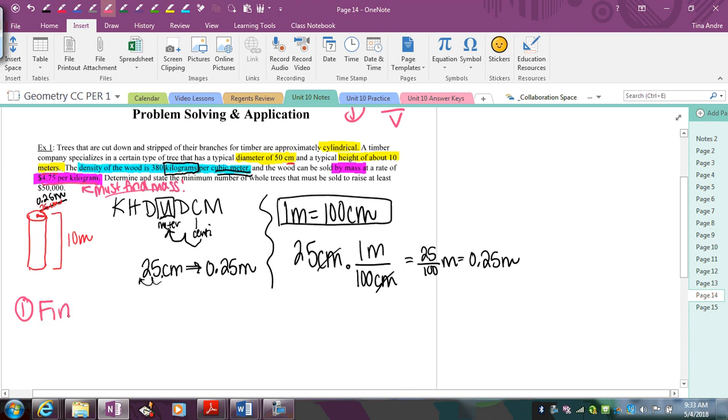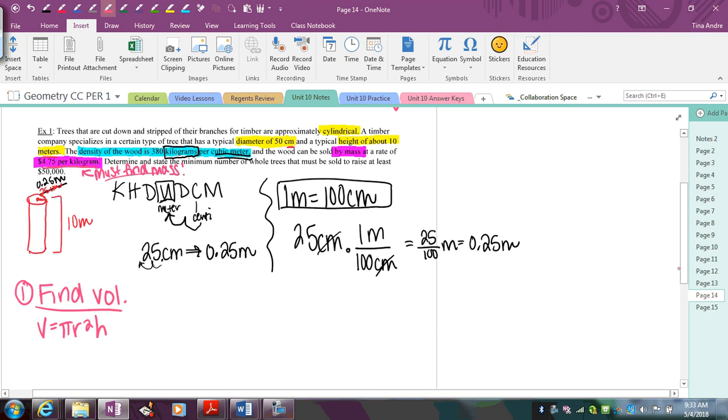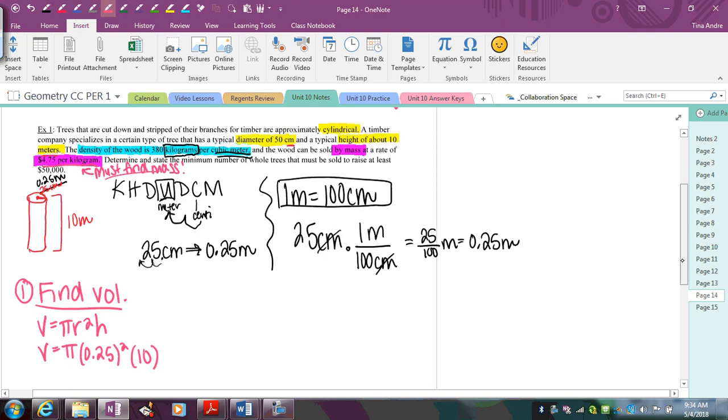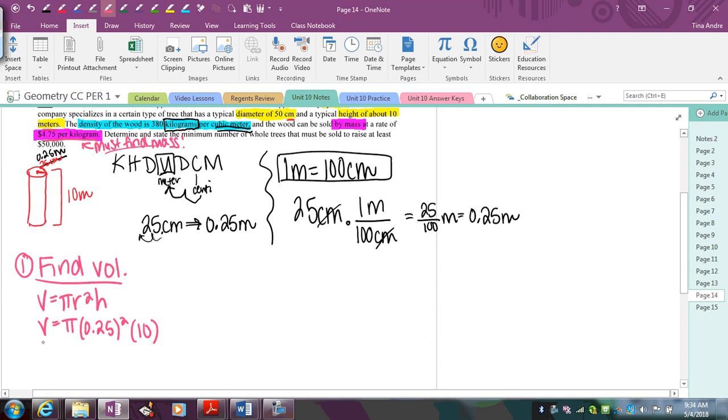We're going to find volume so that we can use our density formula. So I'm going to first find the volume. It's a cylinder, so pi r squared times h. Now that I have everything converted to the units that I want according to my density, I'm going to plug in. The radius is 0.25 meters. The height is 10, and this makes sense. A tree should be much taller than the radius of it. I'm going to leave this in terms of pi because I want exact values until the end. So when I multiply this, I get 0.625 pi.